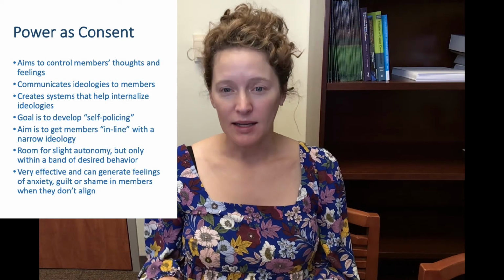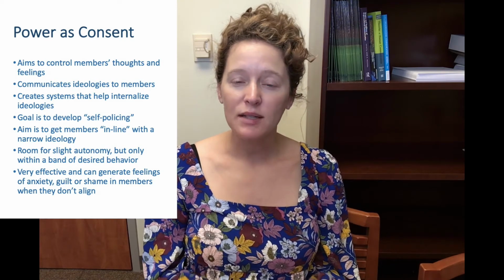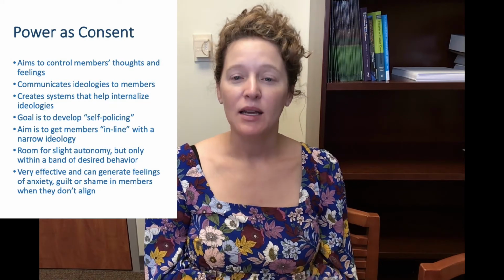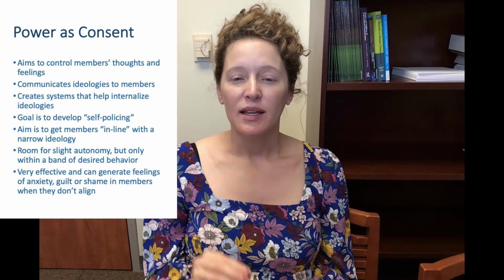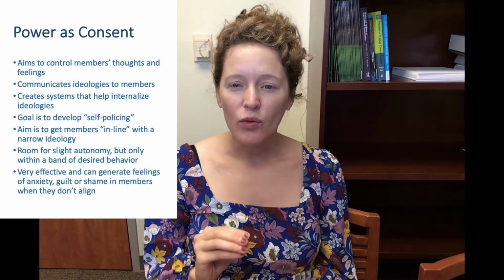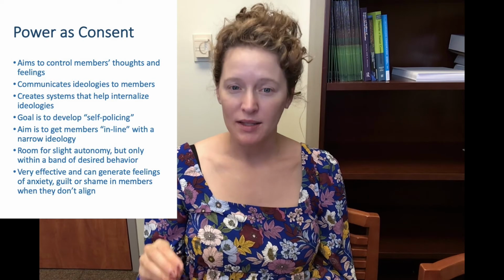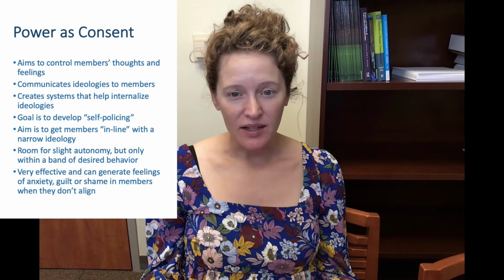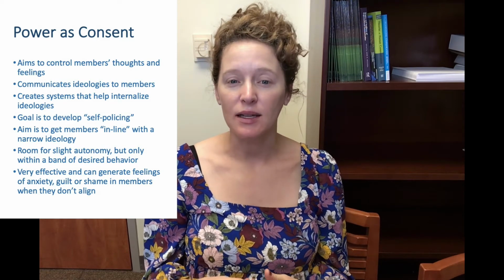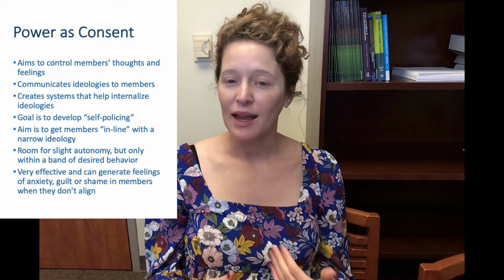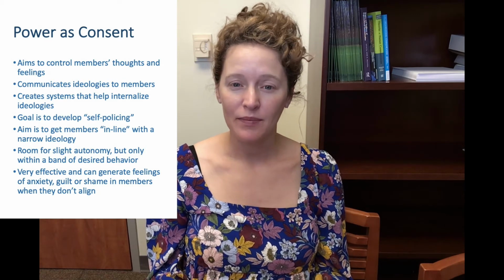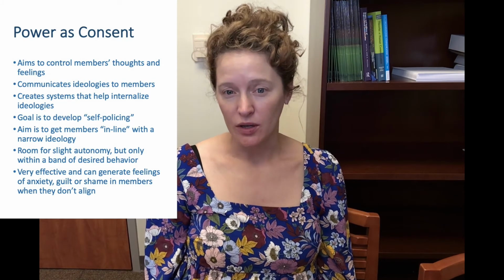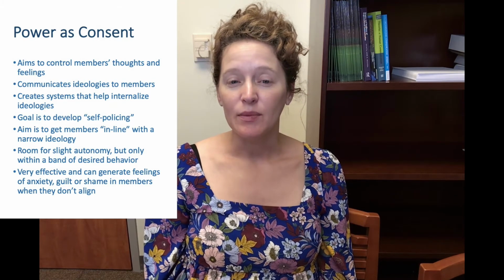With power as consent, an organization tries to get all its members to be in line with a very narrow value system designed by the organization so they can be slightly autonomous, but only within the band of how the organization wants them to behave based on the ideologies they feed their members. This is very effective, particularly the self-policing component, because members may feel anxiety, guilt, or shame if they feel they aren't living up to the standards of their organization's culture, and therefore they will fall even more in line.